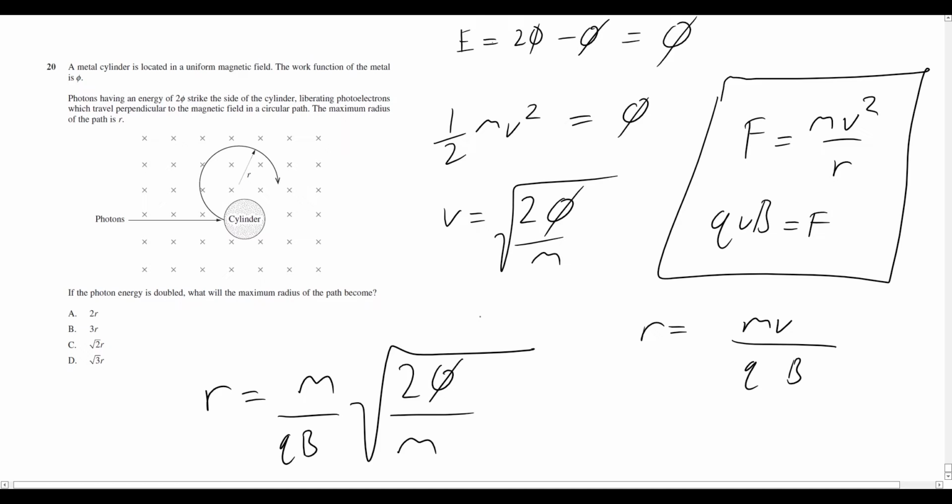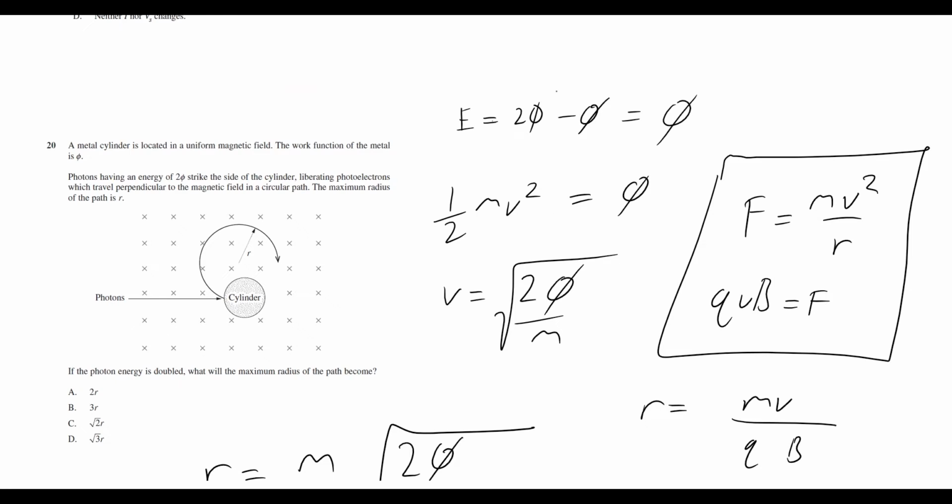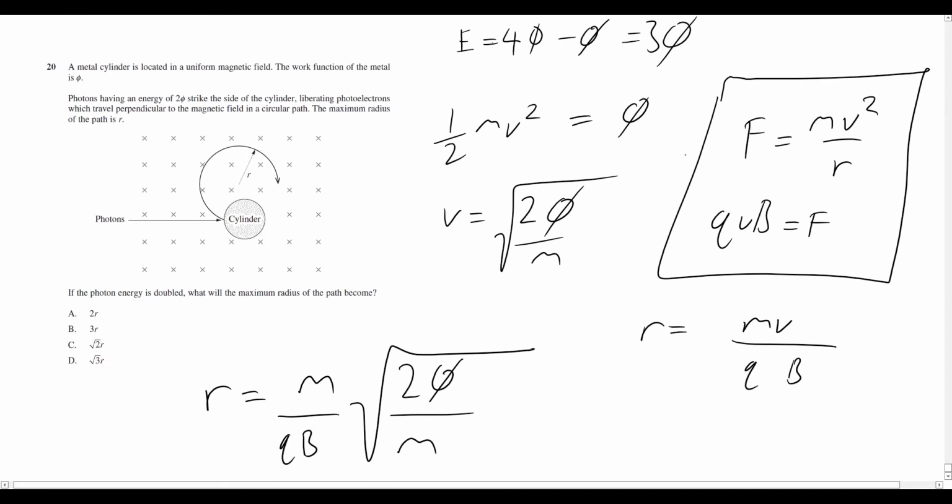Okay, so now the question is, if the energy is doubled, what will the maximum radius of the path become? So now by doubling the energy of the photon, well, that changes from a 2 phi into a 4 phi. And now this energy on the electron is no longer going to just be phi, it'll be 3 phi.